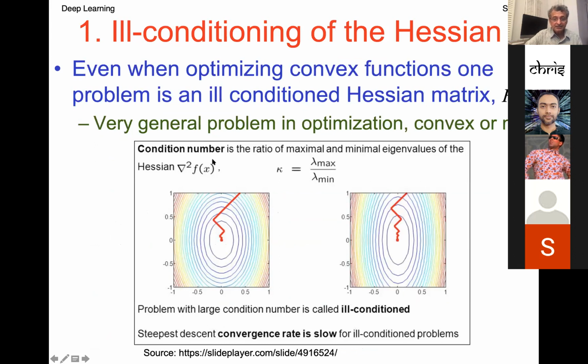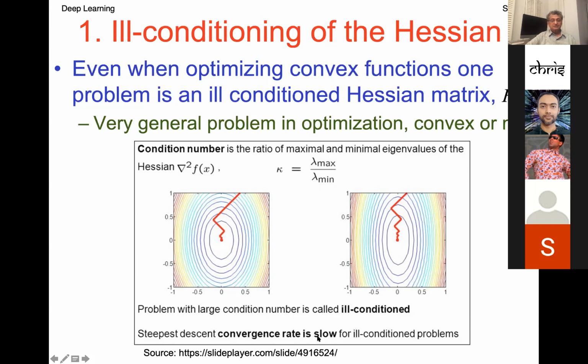That's what it is. When optimizing convex functions, one problem is an ill-conditioned Hessian. This is a convex function with a minimum at the center here. And what is the conditioning of the matrix? If we have a Hessian matrix, which is the matrix of all the second derivatives, and we compute the eigenvalues of this Hessian matrix, the condition number is the highest eigenvalue divided by the lowest eigenvalue. That's the conditioning. A problem with a large condition number is called ill-conditioned.